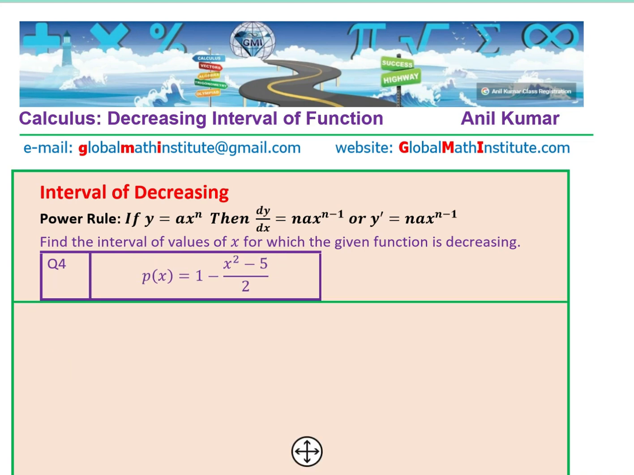Okay, let's take the next example, which is p of x equals 1 minus x squared minus 5 by 2. I'd like you to pause the video, answer the question, and then look into suggestions.